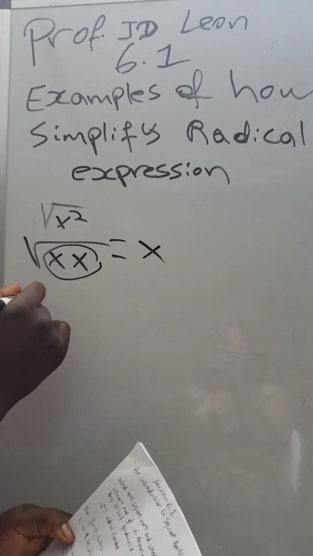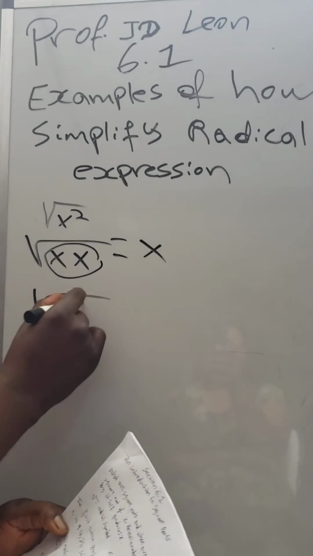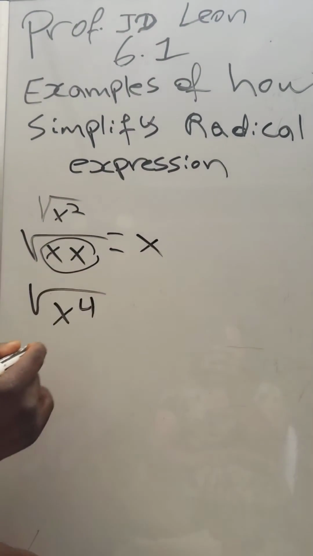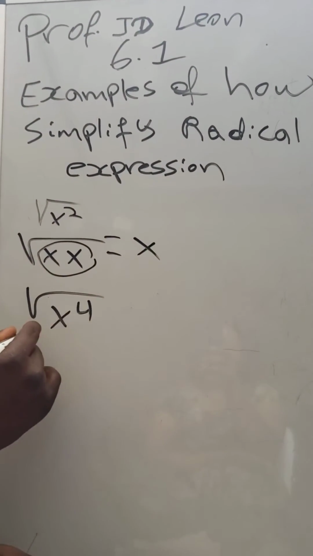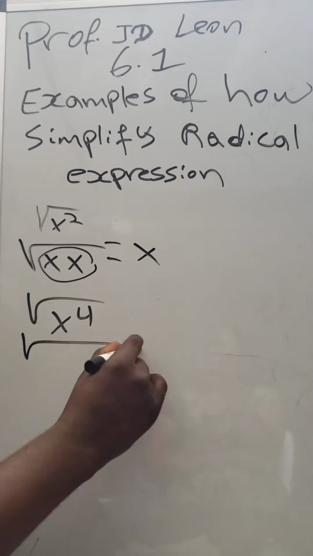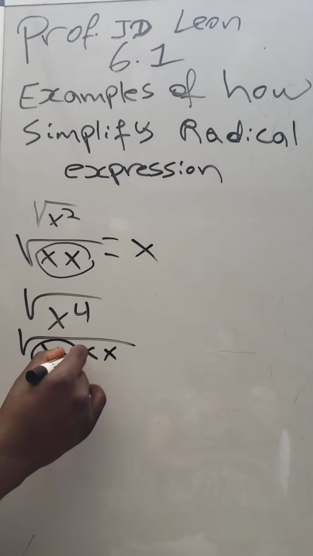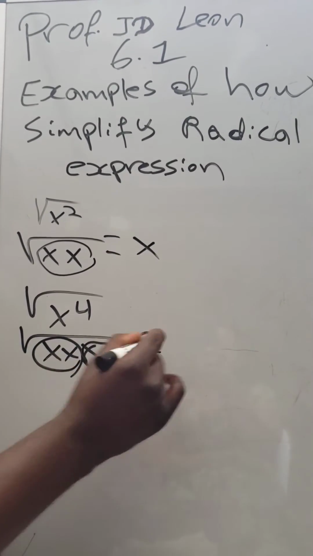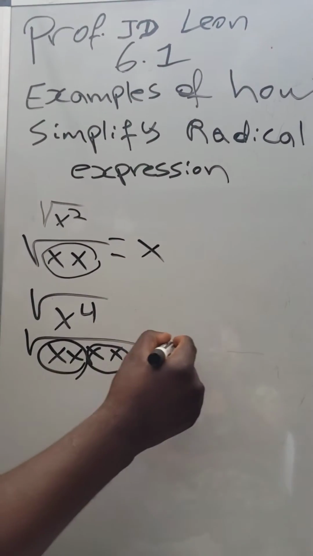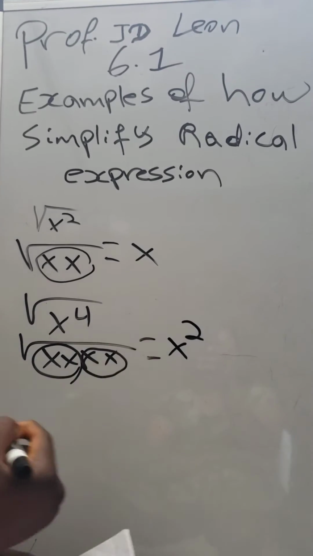Okay. So if you had the square root of x to the fourth power, this is the same thing as the square root of x times x times x times x, which has one pair, two pairs. Each time you have a pair, you pull one out. So you have two pairs, so you pull two out. X squared, you pull two out.